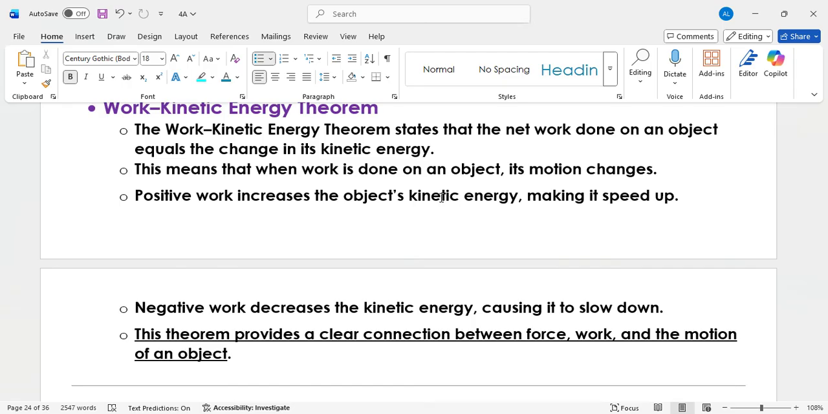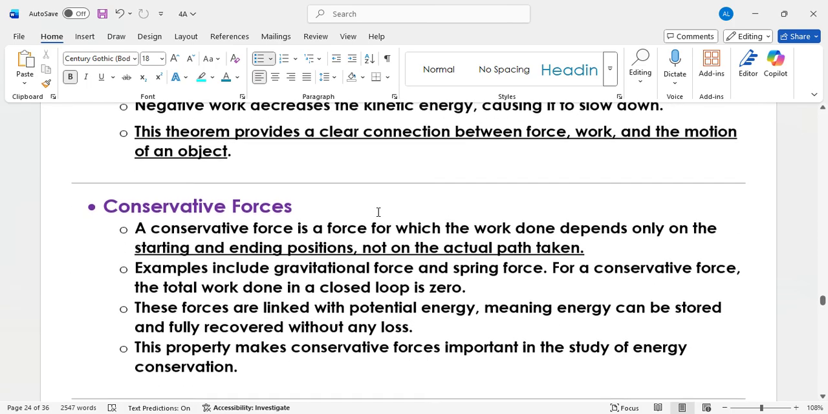So the work kinetic energy theorem describes the transfer of energy that leads to something moving. If the work done is positive, it will increase the kinetic energy. If the work done is negative, it will decrease the kinetic energy. So this theorem provides a clear connection between force, work, and the motion of an object.